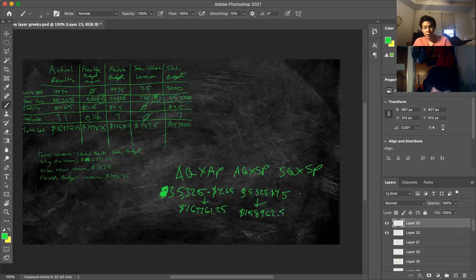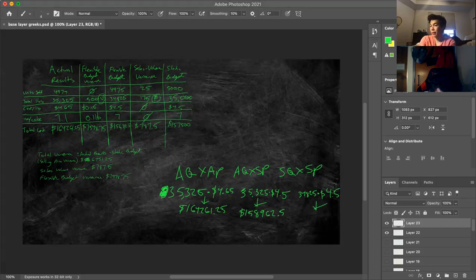And then we do the static. Would this one be, sorry, not static, the flexible quantity, so 34,825 times the 4.5. Yep. And what does that give us?